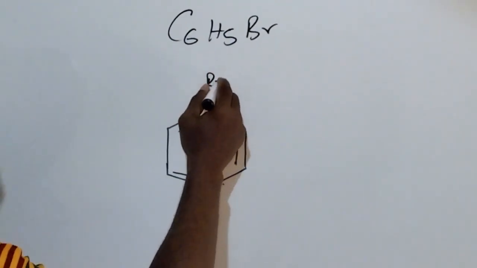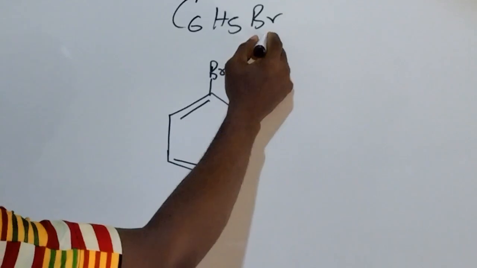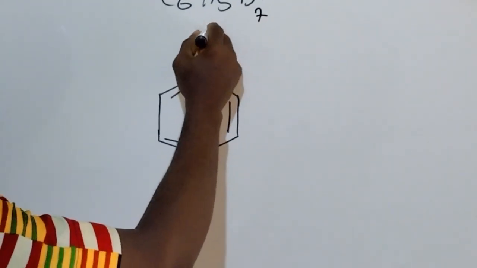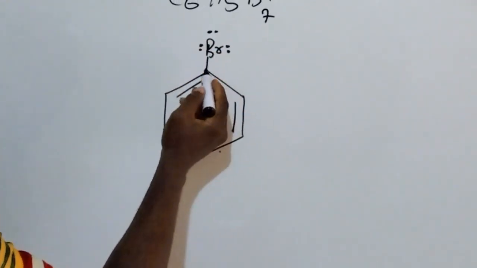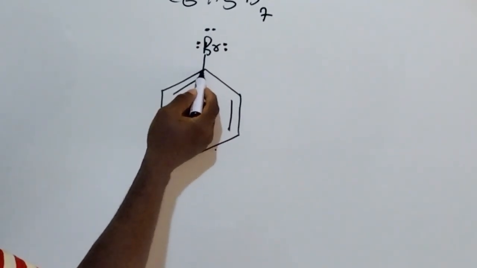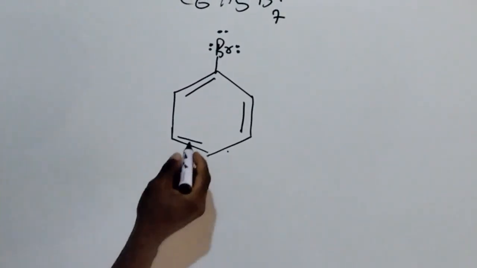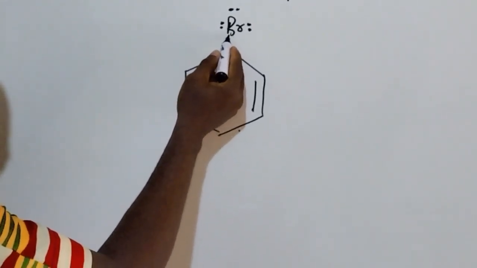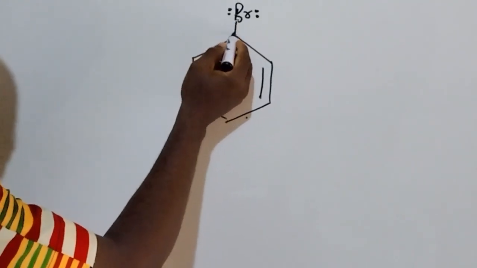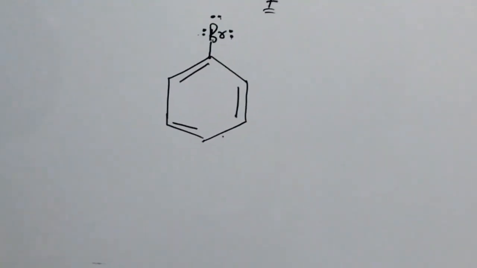So I have the bromine atom, and you know bromine is a halogen. Halogens have 7 electrons in the outer shell. So we have 2, 4, and then 6. I use the remaining electron to bond with carbon here, making it 7 electrons. So if you understand the bonding, there's carbon at this end. Carbon brought 1 electron, bromine brought 1, making a single bond. Then you have the remaining 6 electrons out of the 7 valence electrons in bromine.